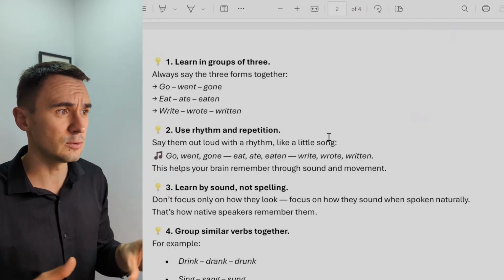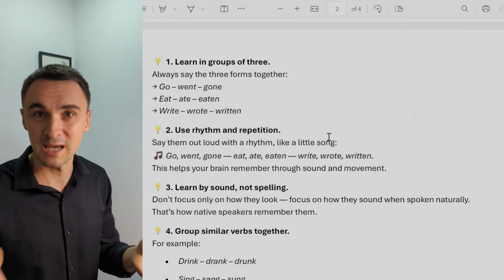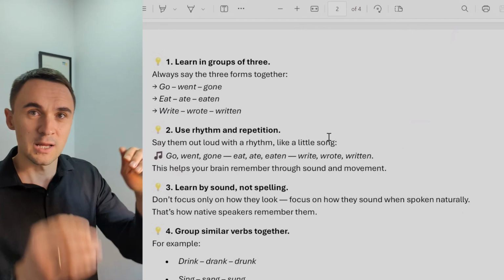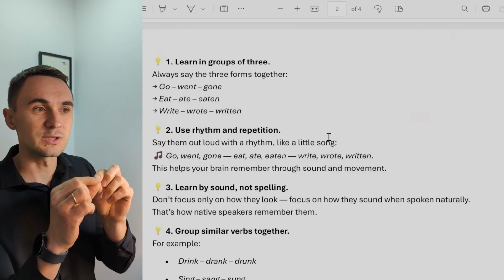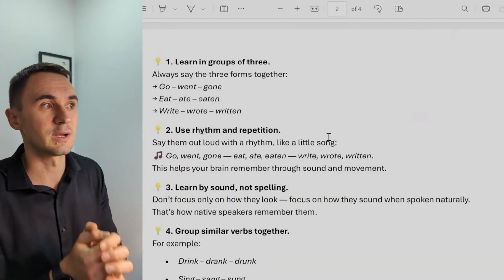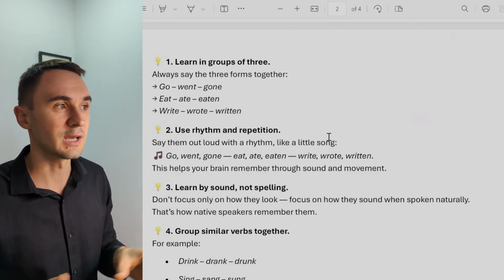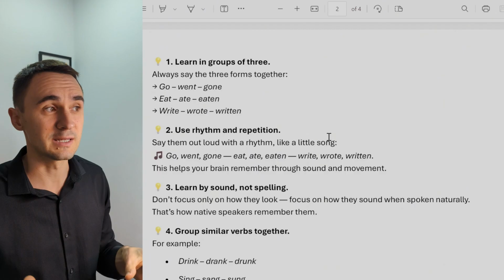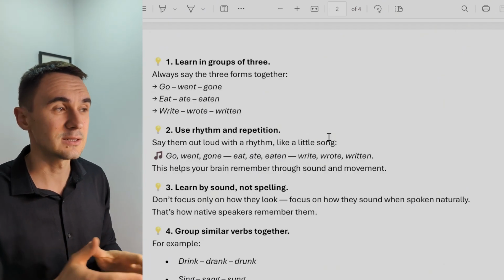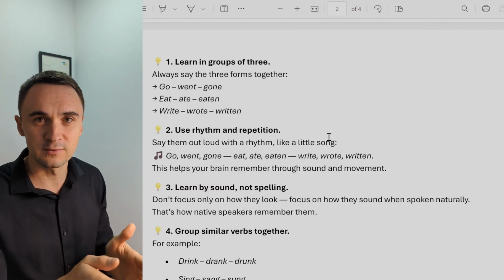In fact, if you look up a verb in a dictionary, for example, Cambridge Dictionary, you will see the base form, but at the bottom, you will also see past form and past participle. So they always go together, right? For example, these 3 forms, and we learn them together, will be like this, yeah? Go, went, gone, eat, ate, eaten, or write, wrote, written. So don't try to learn only the second form.